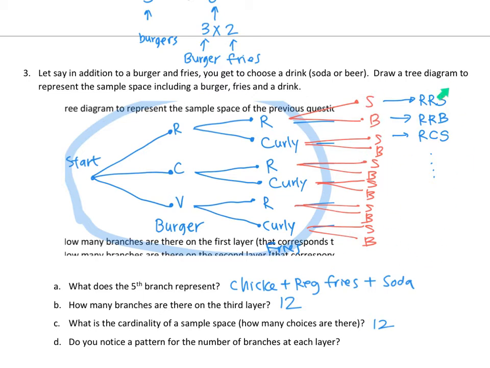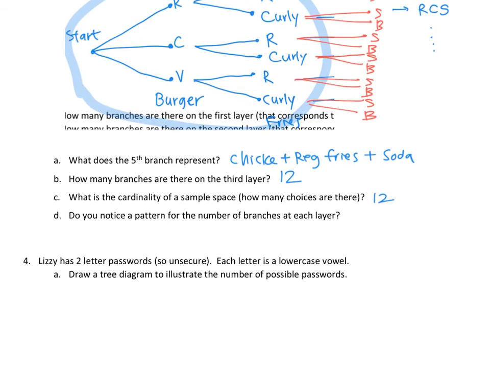Do you notice a pattern? Yes. Here we started from 3 on the first layer, then went to 6 on the second layer, and then went to 12 on the 3rd layer. Again, we talked about how we got 6: 3 times 2, 3 burgers times 2 fries. And then how about the last one? Well, from 6, we had 2 extra choices for drinks. So that's for drinks, right? So then you get 12 as the final answer.